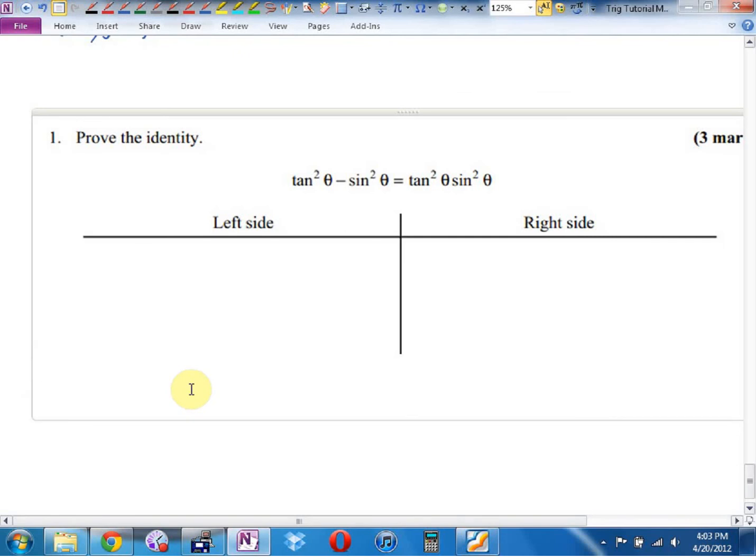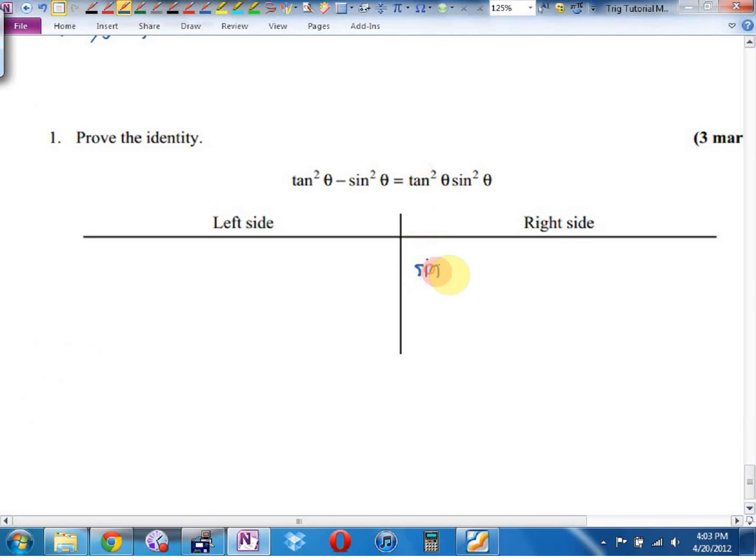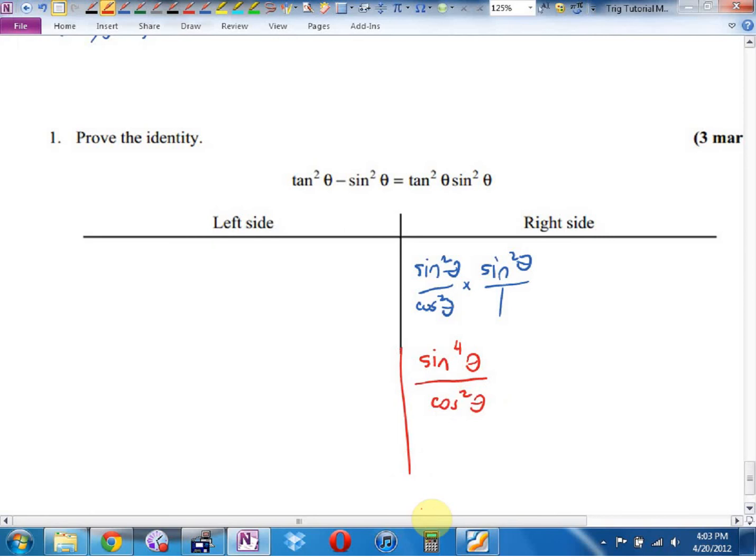I went sine squared over cos squared times sine squared over 1. I said, okay, this works out to sine to the 4th over cos squared. And I got nervous because I don't like sine to the 4th, but I can't think of anything else to do on the right-hand side there. I'll live with it for now. Left side, I said this is sine squared over cos squared minus sine squared over 1.